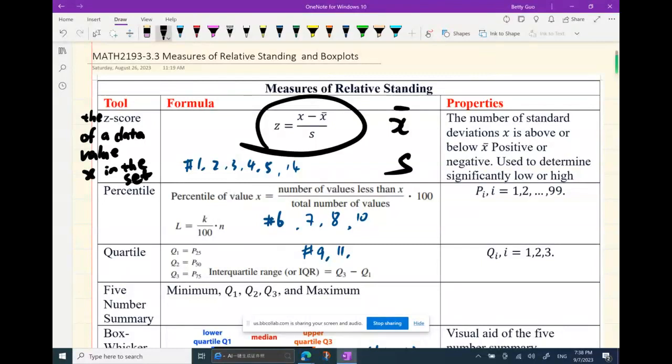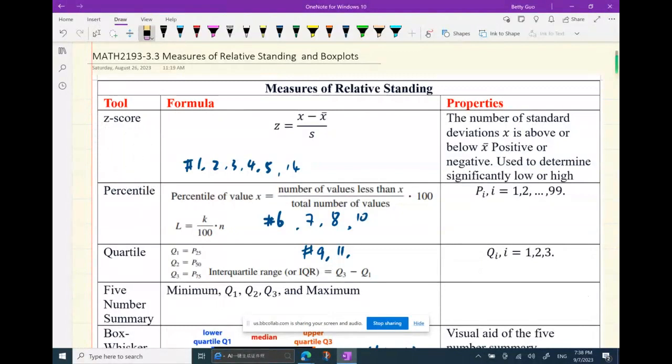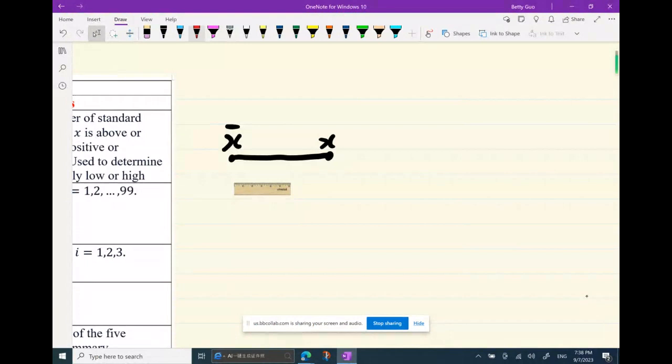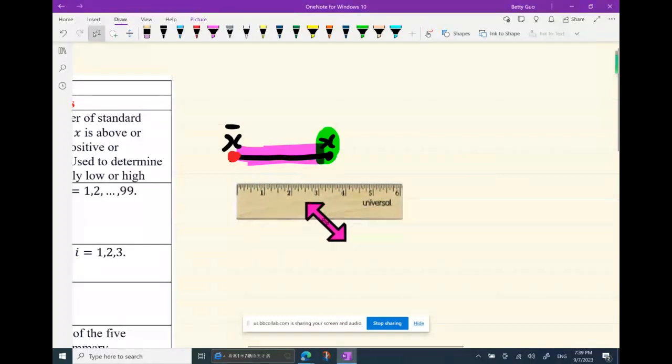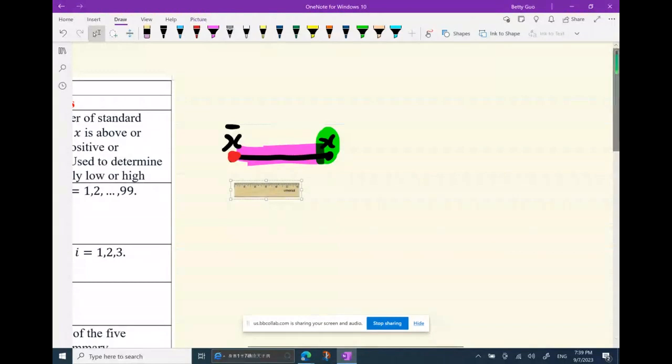So what does z-score mean? How does z-score measure the relative standing of x? How does the z-score work to reach that goal? I'll draw something like this. Let's say the center x bar is right here, and the value x is the one you are concerned about. How far away is it from the center? This is the distance between x and x bar, that's how far away x is from the mean. And I also get a ruler. This is a ruler, by the way. Okay, I make it smaller. Imagine the ruler is z.